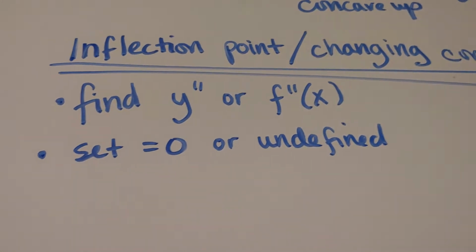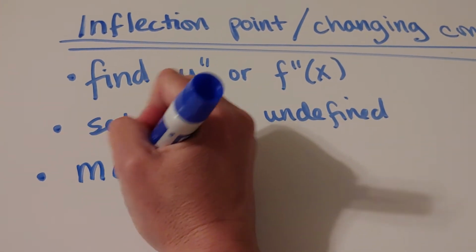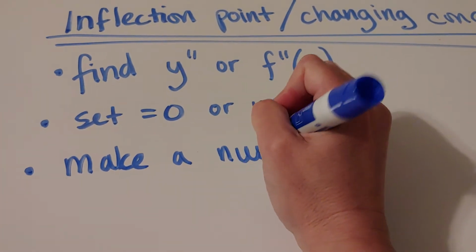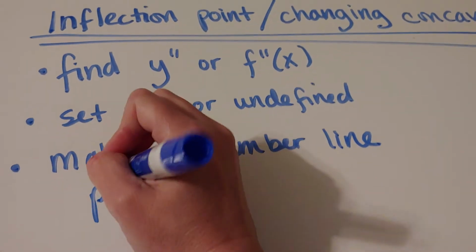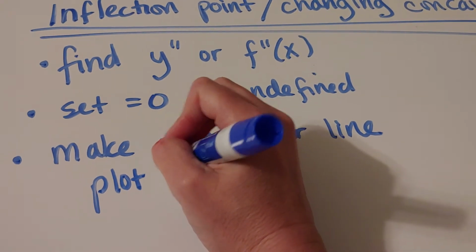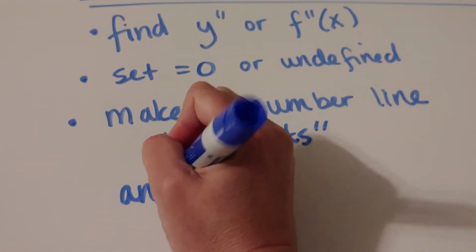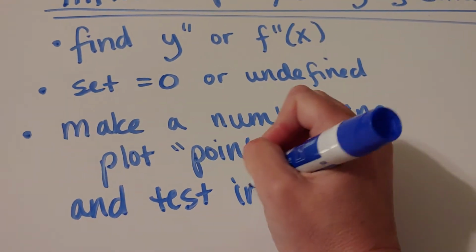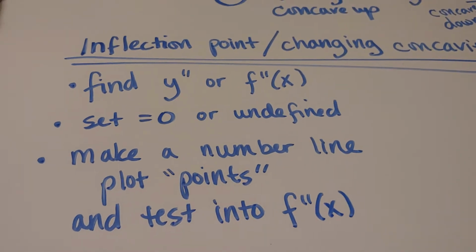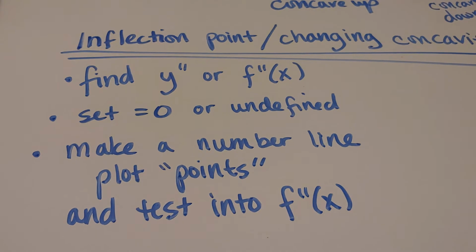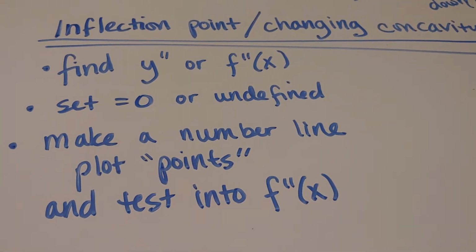Now, to test what kind of concavity you have, we're going to make a number line. We're going to plot our possible inflection points and test them into the second derivative. It's very much like we saw in class with the increasing and decreasing functions where you use the first derivative, but for concavity, you use the second. So let's go ahead and try one example.